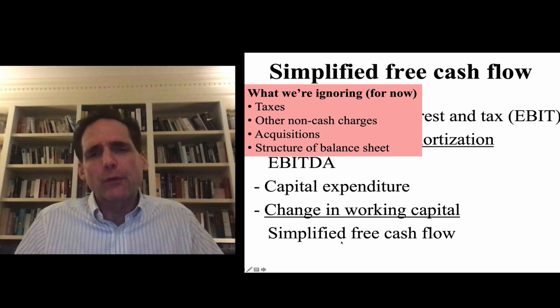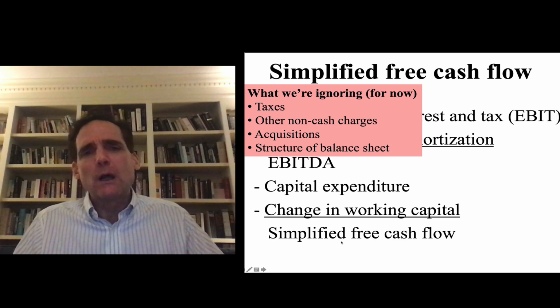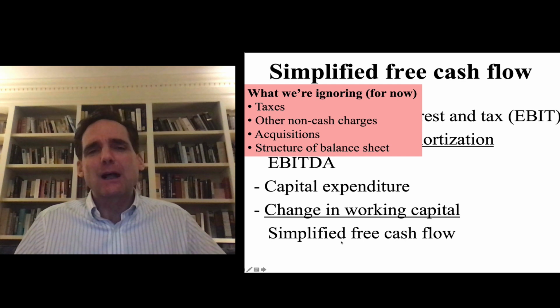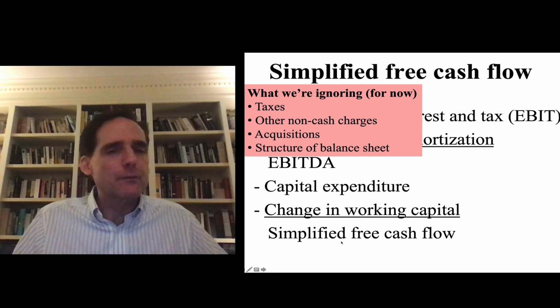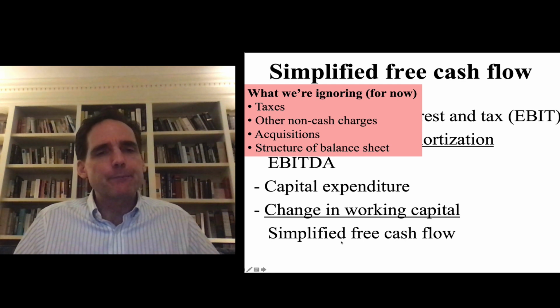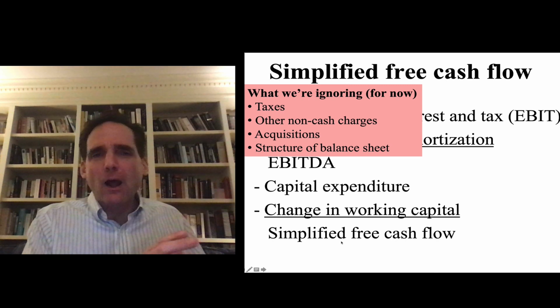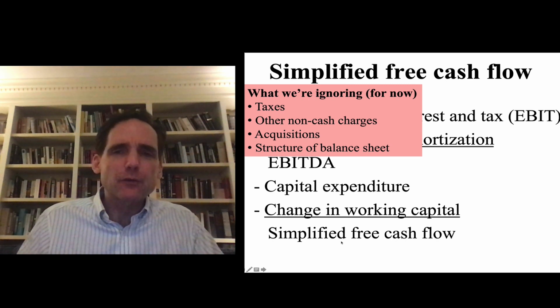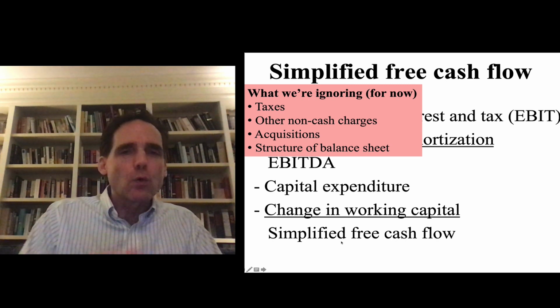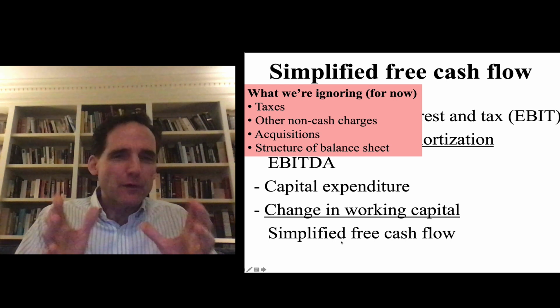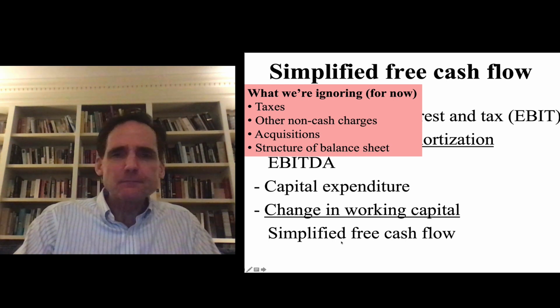And we're going to ignore the structure of the balance sheet, and in particular, how the amount of debt that a company has taken on would influence interest, which is an actual out-of-pocket charge, and also payment of debt. So we're ignoring those things now, and that's why we're calling it a simplified free cash flow. It's an unlevered, ignoring tax free cash flow to hone in on the operations.